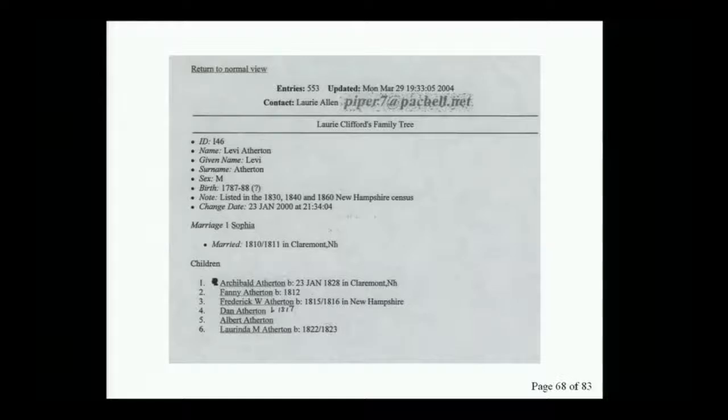So I go back to USGenWeb and RootsWeb, and I look in the queries for anyone looking for a Levi Atherton, and I find Lori Allen Piper. And Lori has on her website, on her family tree, Levi Atherton with a Sophia when they were born in Claremont, New Hampshire. And the family, including Lorinda, but what's it missing? It's missing a Thaddeus Pollard.